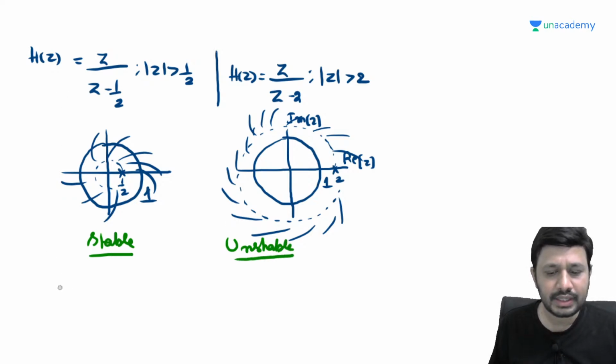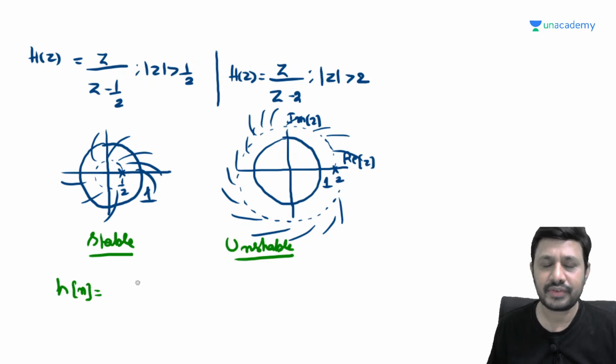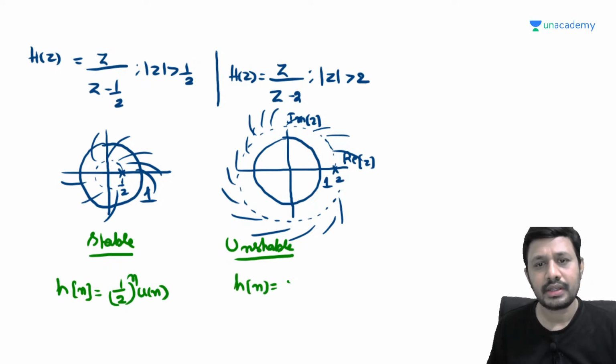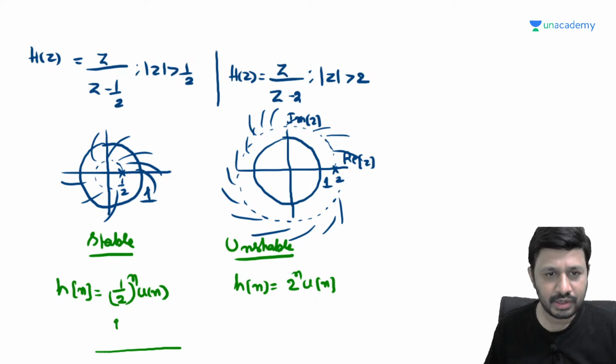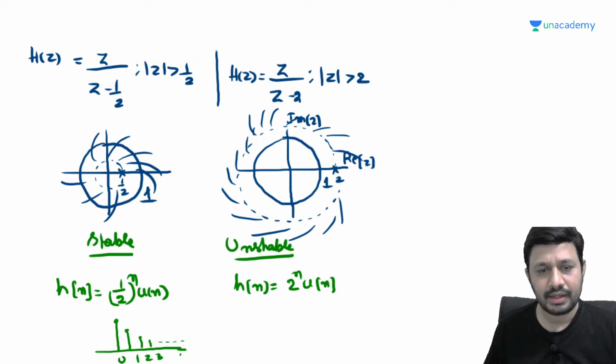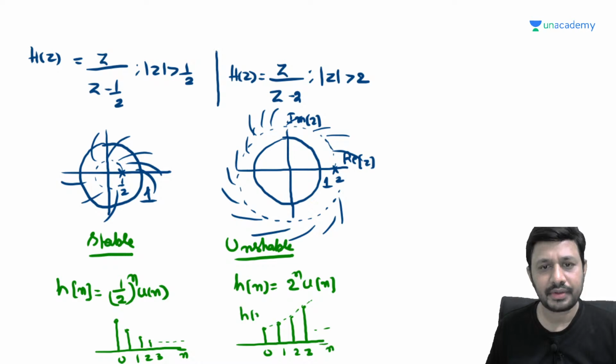How can you say? Do one thing. Calculate the impulse response. What is the relationship between impulse response and transfer function or system function? Z transform. So the inverse is 1 by 2 whole power n u of n. Here, the impulse response is 2 raised to n u of n. If you plot this impulse response, 1 by 2 whole power n u of n is a decaying exponential, definitely absolutely summable. 2 power n u of n is a growing exponential, so not absolutely summable. So remember, if the ROC of your Z transform includes the unit circle, then the system becomes stable, otherwise it is unstable.